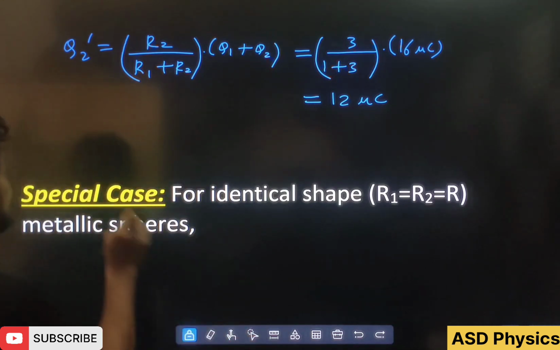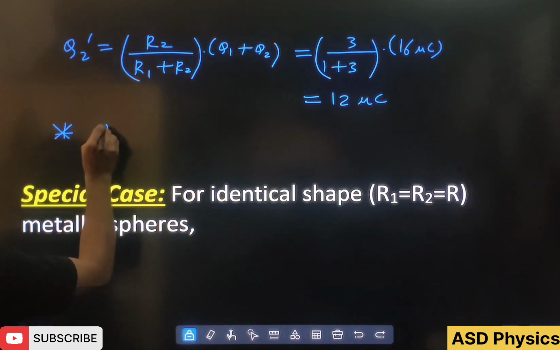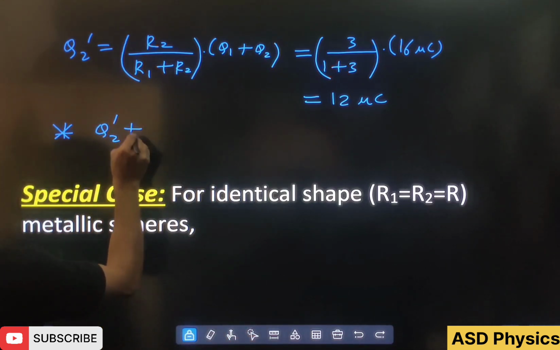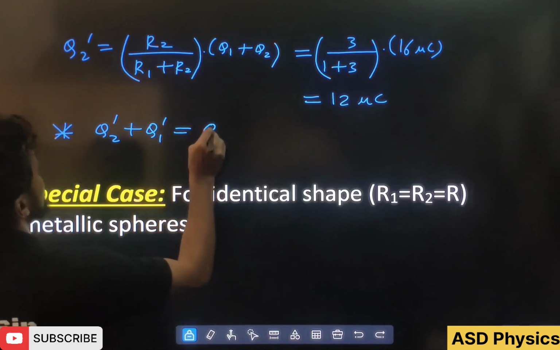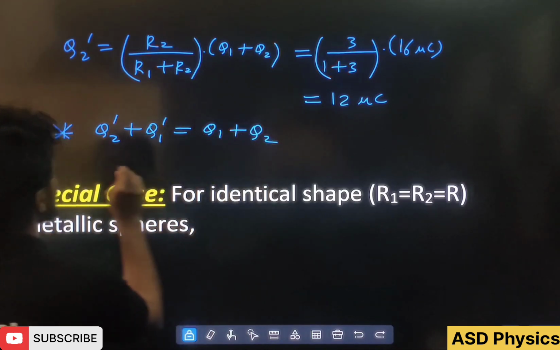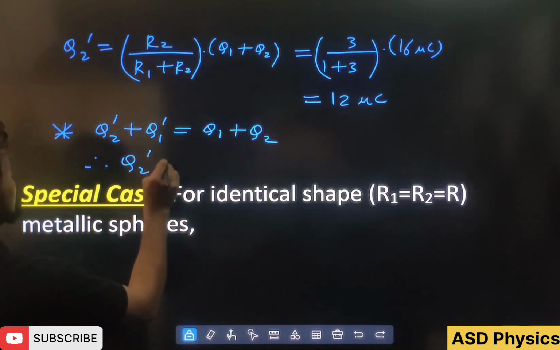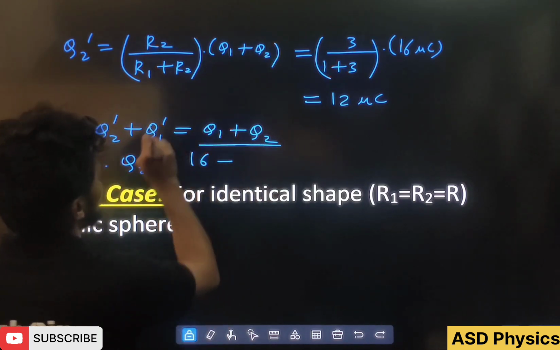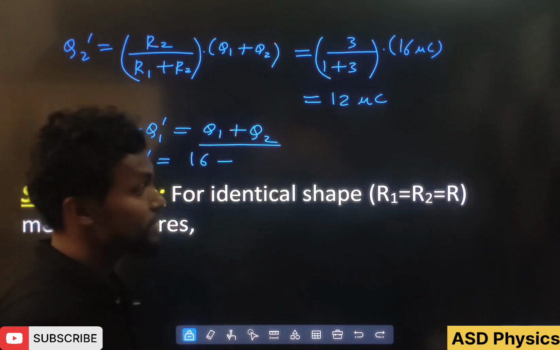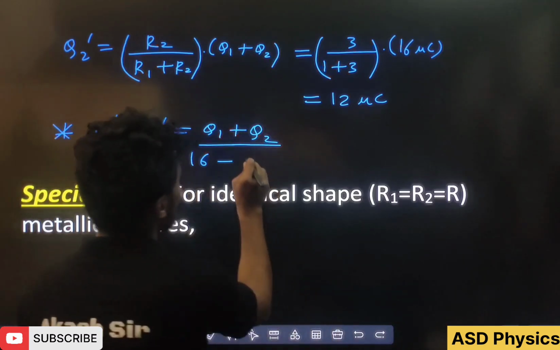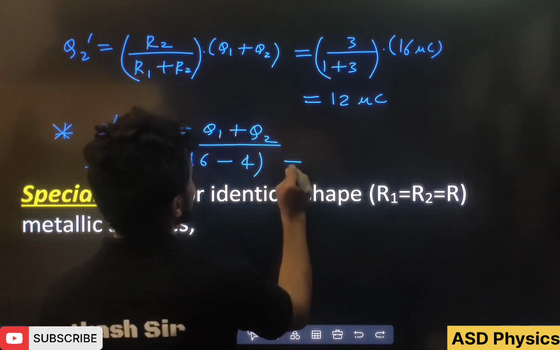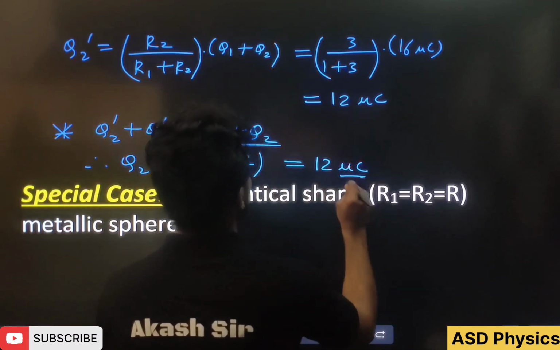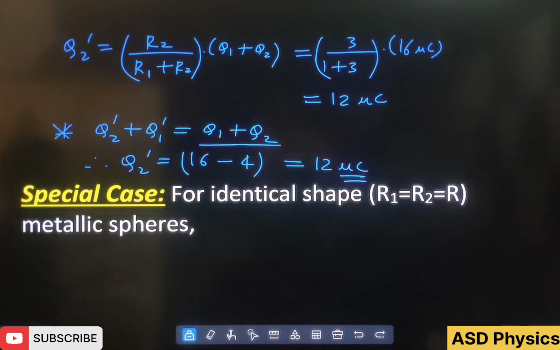Even, students, in another way you can do it like this also: Q2 dash plus Q1 dash is equal to Q1 plus Q2. Now this you can also use, no problem. So what will come here? Q2 dash means Q1 plus Q2, 16, minus this Q1 dash, which we have already got before, 4. So anyhow it will come here 12 microcoulomb. So anyhow you can calculate, that's not a problem.